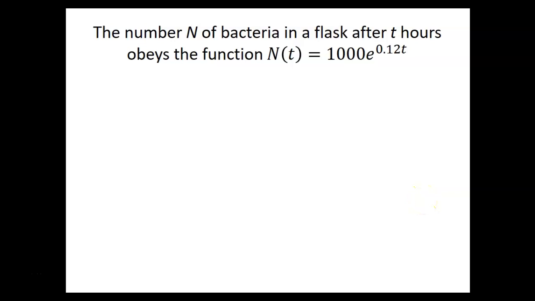Okay, now on to some other problems for other kinds of situations besides compound interest. In this example, we are told that the number n of bacteria in a flask after t hours obeys the function n of t equals 1000 times e to the 0.12t. Notice this is an exponential growth model. It's a number times e to a number times, and we're using t instead of x for the variable, t as in time, but that's pretty common.